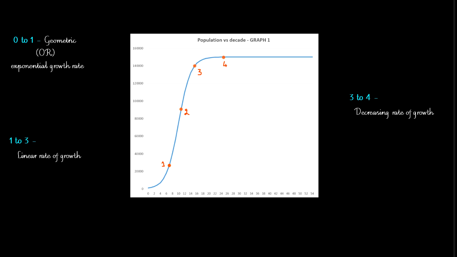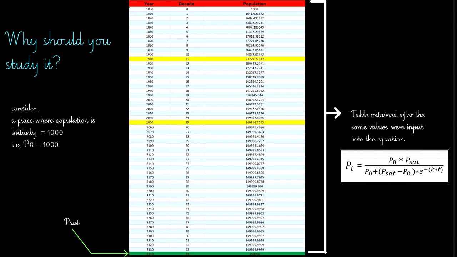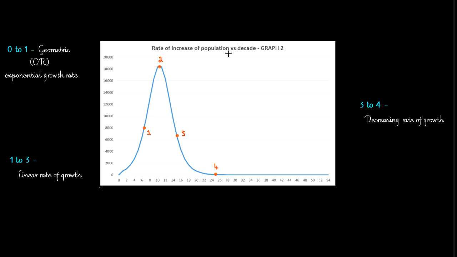And as you can see here, there is another equation, that is the incremental increase equation. This equation can be used for any population, whether it is a relatively new population or a relatively old population. You can use it for both. That is the advantage. And this point 2 represents the point at which the rate of increase of population is maximum. That is here, as you can see in this graph of rate of increase of population versus decade, point 2 represents the point at which the population has reached its maximum growth rate. That is, the growth of population with time is maximum at this point.